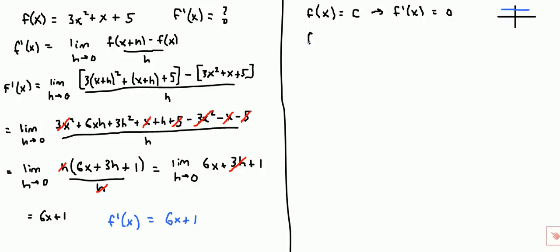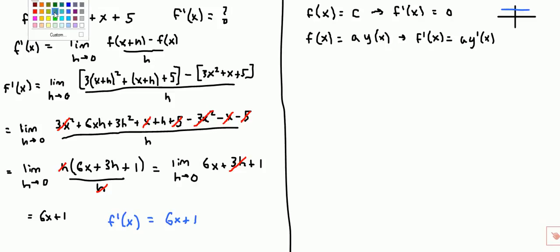Second rule we're going to learn is if f of x is equal to some constant a times g of x, another function, then f prime of x is equal to a times g prime of x. So what this rule is essentially saying is that constants don't affect derivatives. Notice that nothing happens to a as we take that derivative, right? A stays the same. What changes is g, right?